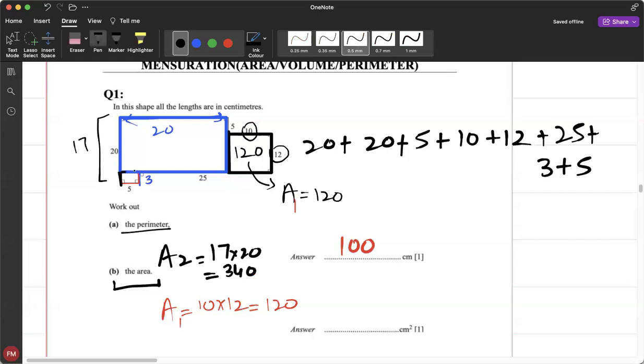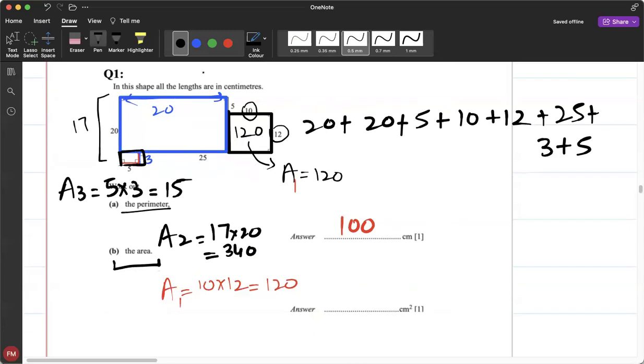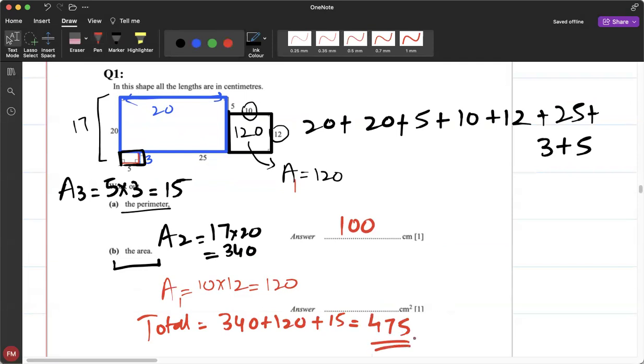And finally, the area 3, which is the small one, is going to be 5 times 3, which gives you 15. So let's add this up. If I were to add all the areas, the total area would be 340 plus 120 plus 15. That's going to be 460 plus 15. That should come out to be 475. Do they expect us to make this calculation without a calculator? Yes. And I expect you to be smart.